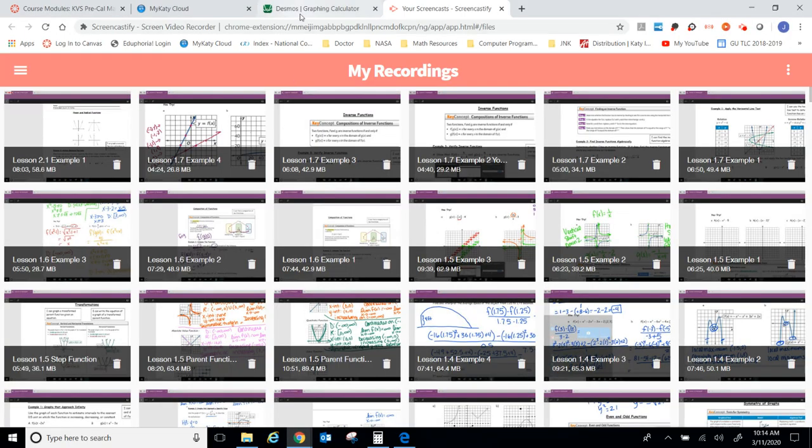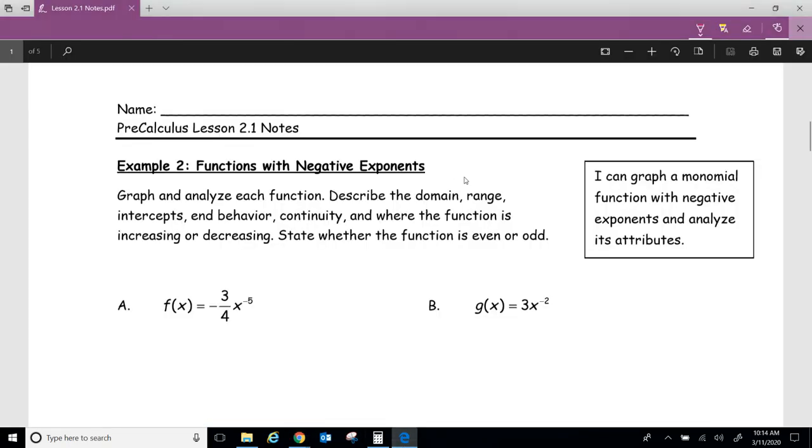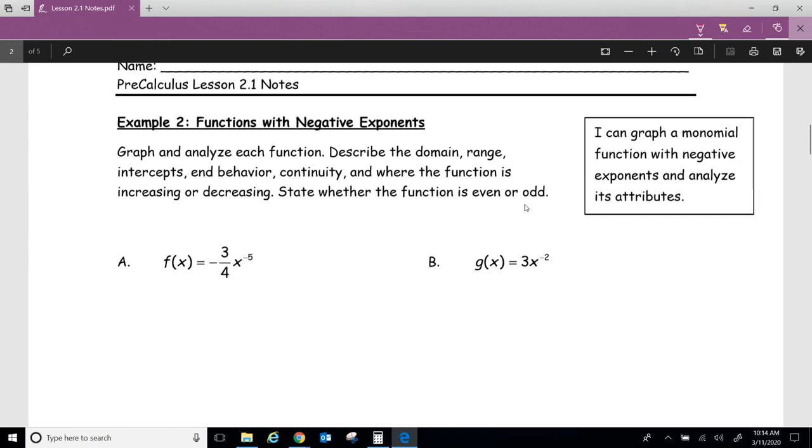Welcome back, pre-calculus. We're going to move on to lesson 2.1, example number 2. We're now looking at graphs of monomials that have negative exponents. So instead of having just x squared or x cubed, we're going to have something like x to the negative fifth or x to the negative 2. So negative exponents up there. And these are a little bit more foreign to us.